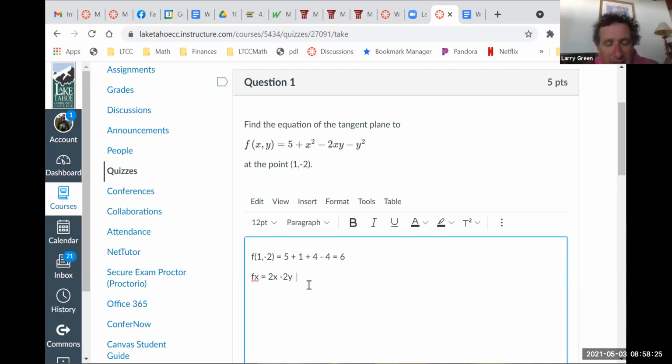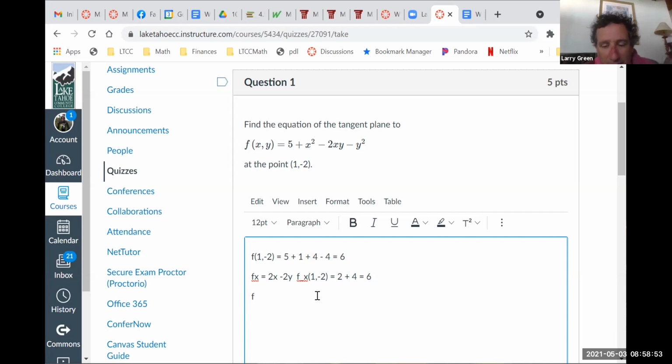Okay, but then we need f sub x evaluated at 1, negative 2. And that means we plug in 1, we plug in negative 2, you get 2 times 1 is 2. And then minus 2 times negative 2 is plus 4. And that looks like it's equal to 6 again.